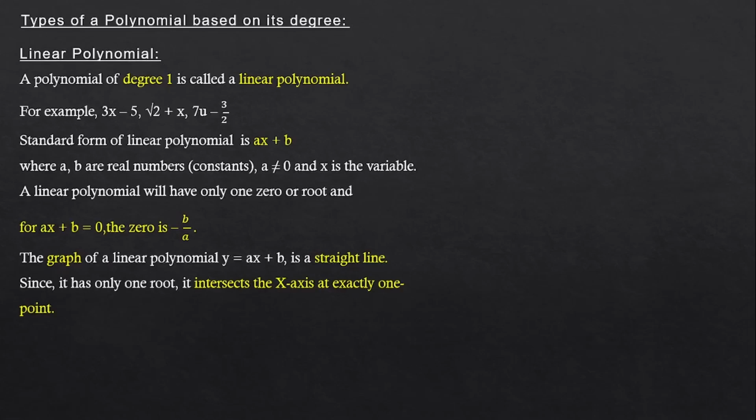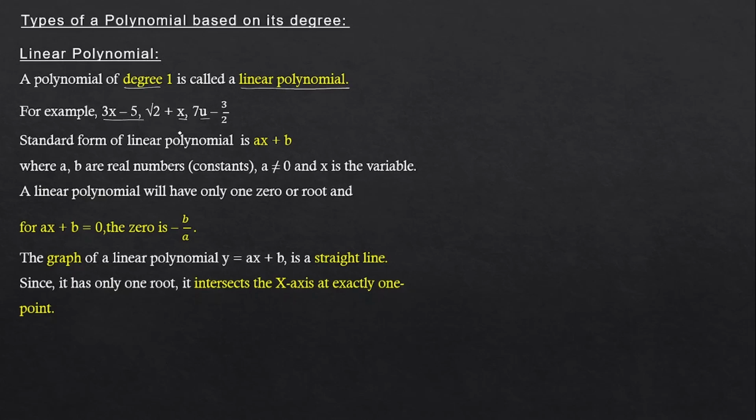Now we will see the types of polynomials based on their degree. We start with a linear polynomial. A polynomial with degree 1 is called a linear polynomial. What is degree? The highest power of a variable in a polynomial. If we see the examples, in all of them the highest power of the variable is 1, so all these are examples of linear polynomials.